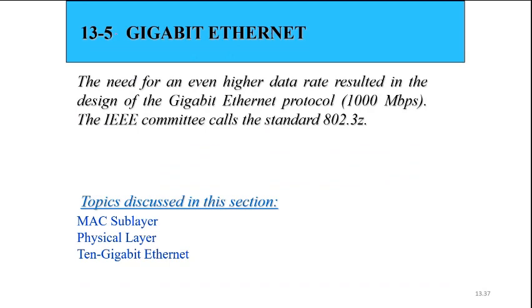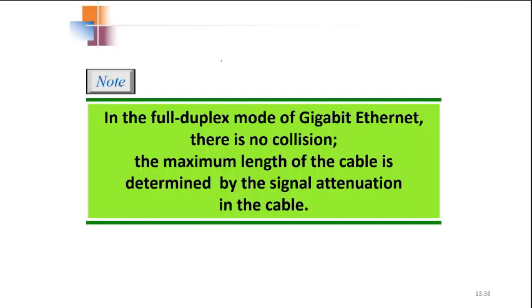Another one is gigabit Ethernet. This gigabit Ethernet is also called 802.3z. Okay, so it has 1000 Mbps speed. Gigabit means 1 Gbps speed will be there. That is gigabit Ethernet. In full duplex mode of gigabit Ethernet, there is no collision.